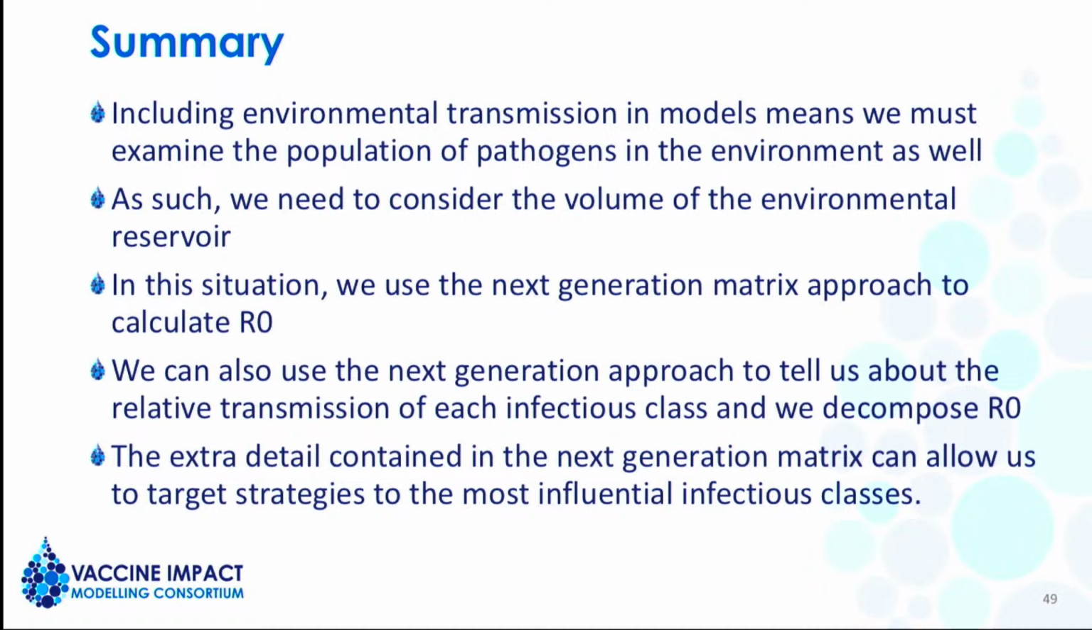Because it's got more than one infectious state in the model, we need to use a next generation matrix approach to calculate R0. But that can tell us a lot more than just R0. So we can play around with it, we can think about which infectious state is contributing more, and that might affect how we do our interventions with it.